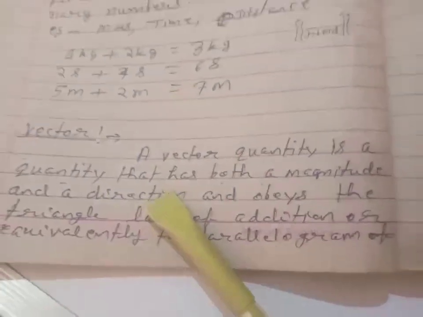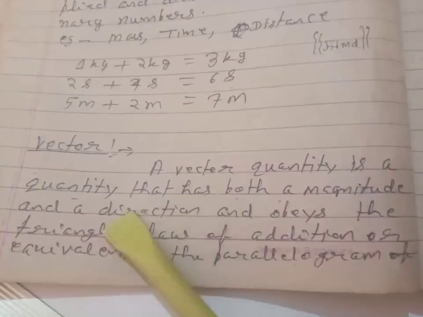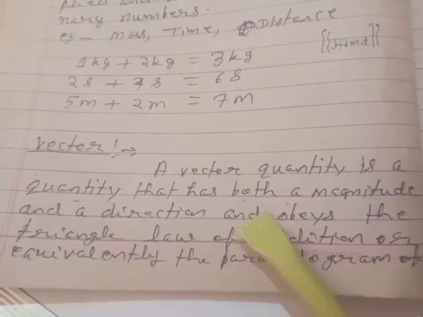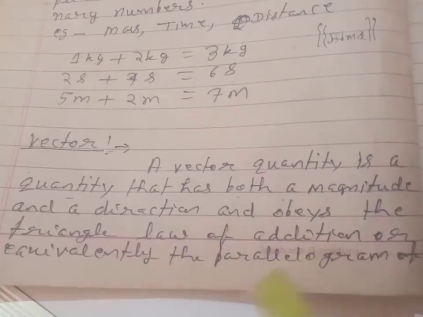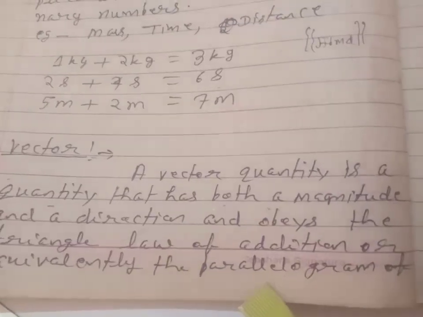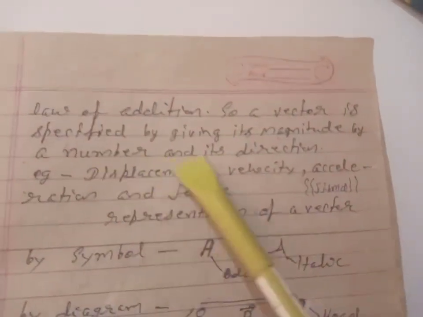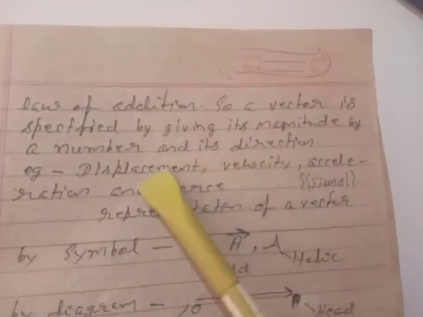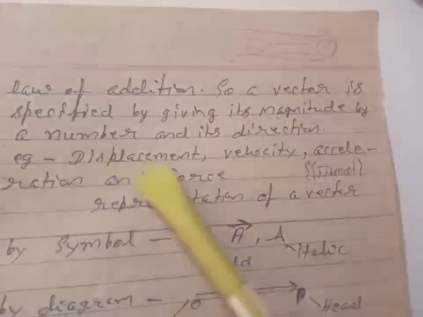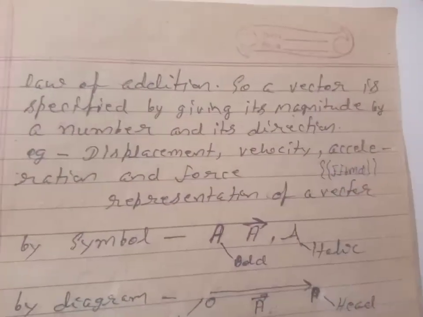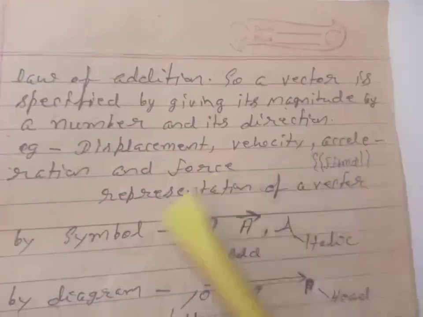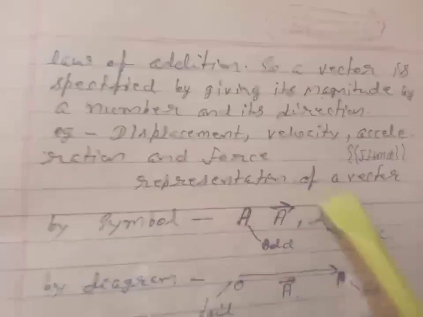Vector. A vector quantity is a quantity that has both a magnitude and a direction and obeys the triangle law of addition, or equivalently the parallelogram law of addition. So a vector is specified by giving its magnitude by a number and its direction. Examples are displacement, velocity, acceleration, force, and so on.